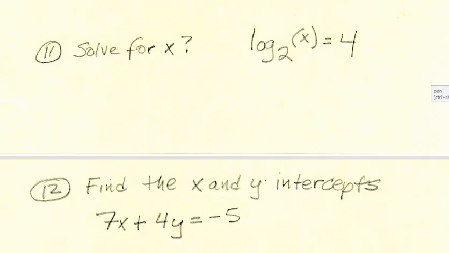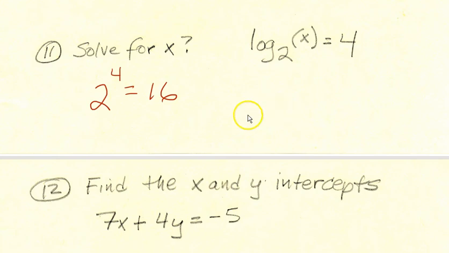Now, in this example, we're asked to solve for the letter x. Well, this is in logarithmic form. If we convert it to its exponential form, our base is 2, our exponent is 4, and that will equal 16. So x is 16.